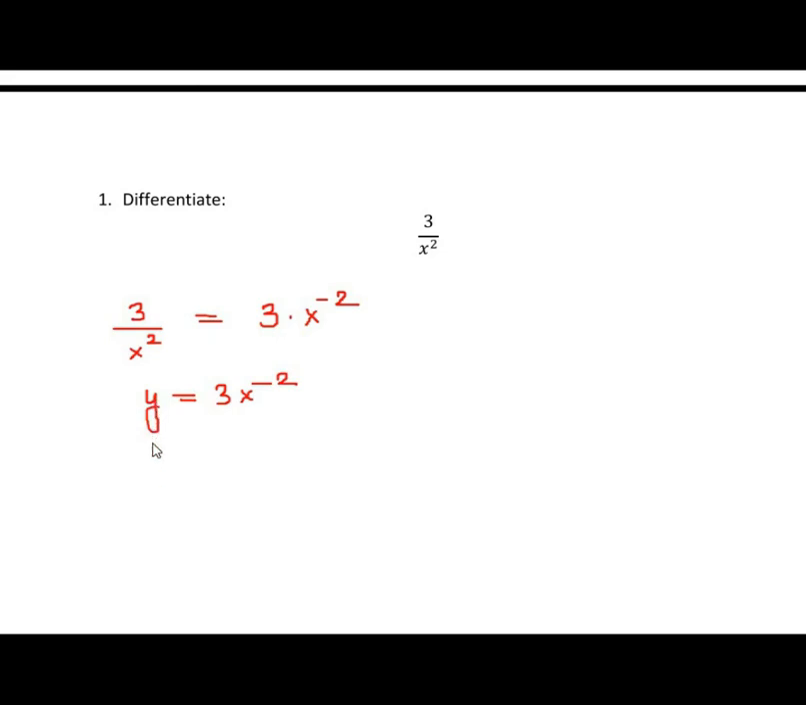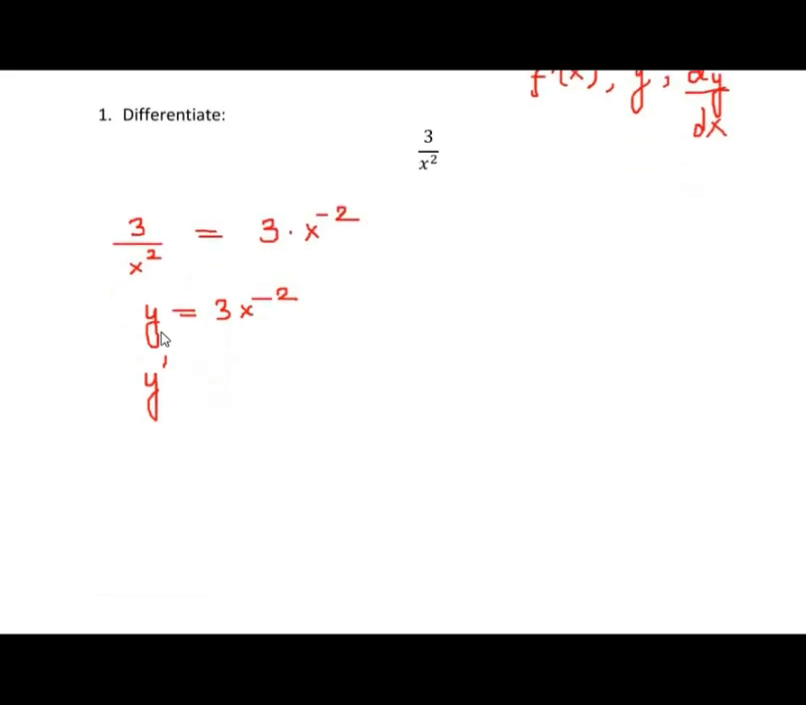Now I am going to differentiate it as y dash. Remember, we can write the differentiation as f dash of x, or we can write it as y dash, or we can also write it as dy by dx. All the terms are the same, asking us to differentiate the given terms.